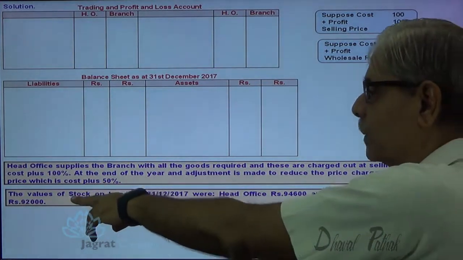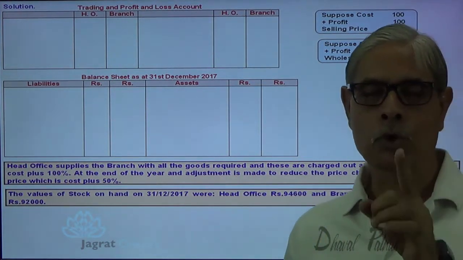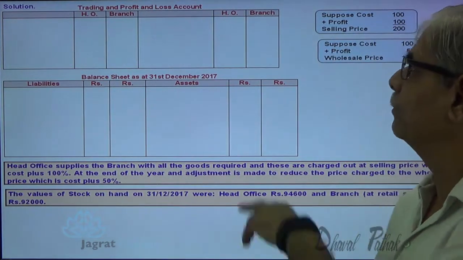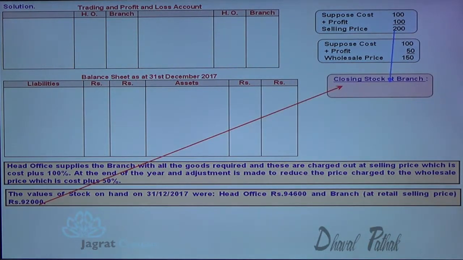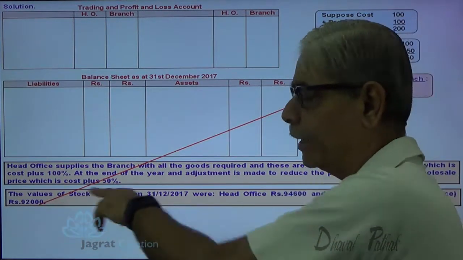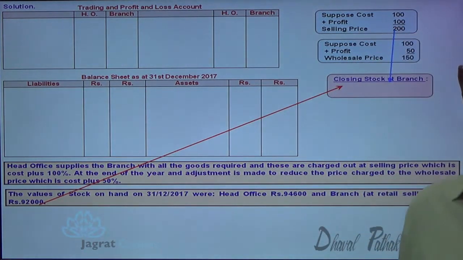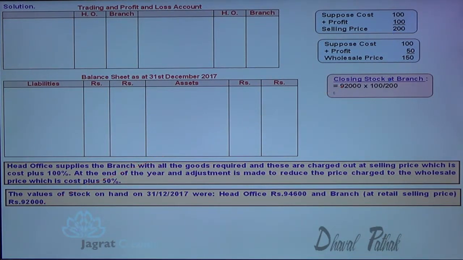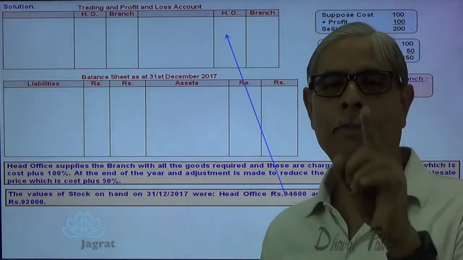Now I start with the adjustment. Stock in hand on 31st of December, HO stock 94,600. Trading account credit, balance sheet asset side. Branch stock is 92,000 at retail price. Retail price is the selling price. So 200 is to 100, how much for 92,000? 46,000. So 46,000 is the cost of branch stock.